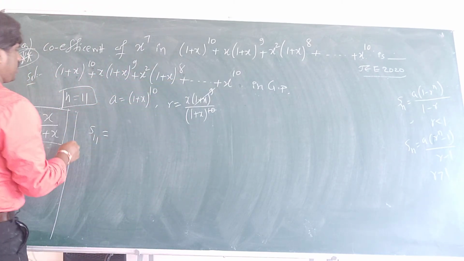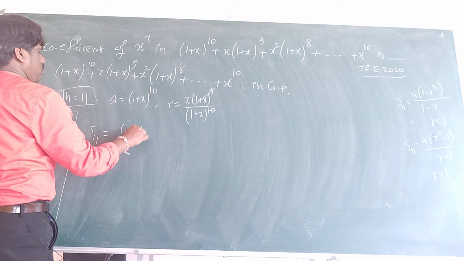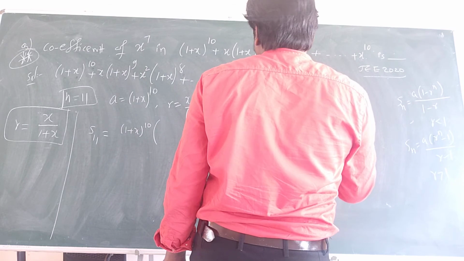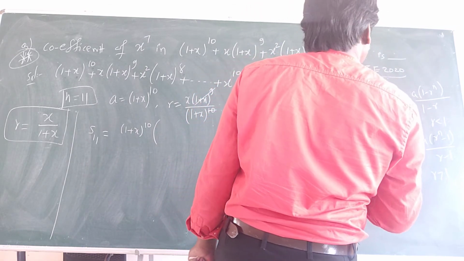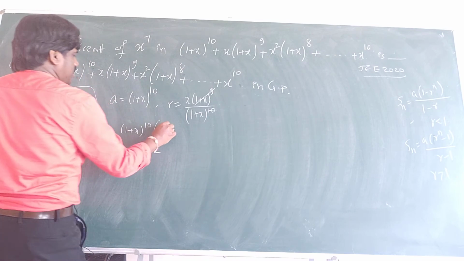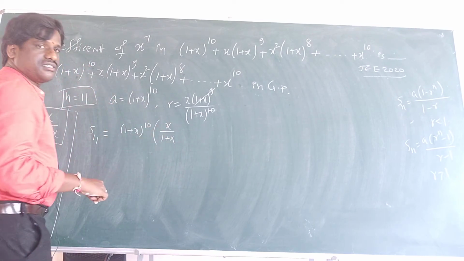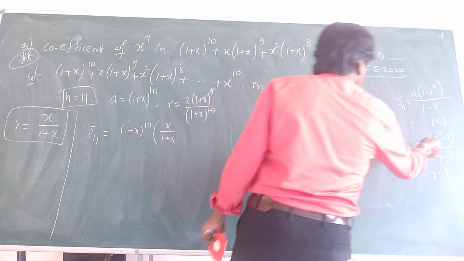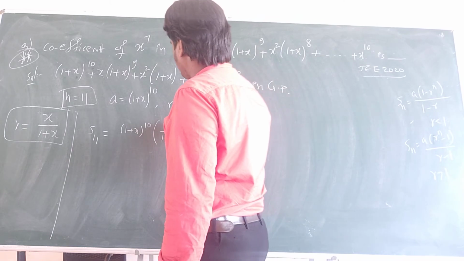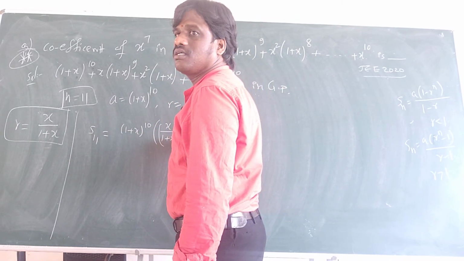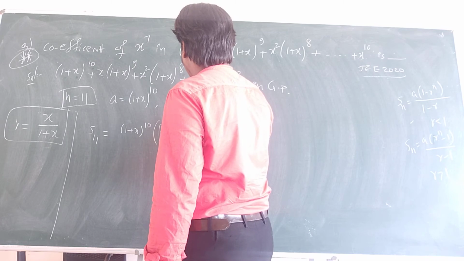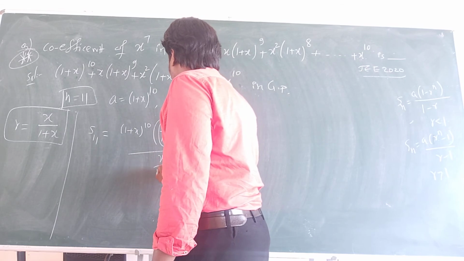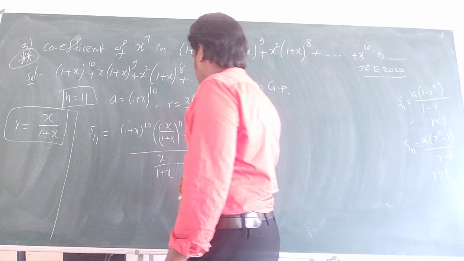S11. A is (1 plus x) whole power 10. Actually, I like somebody speaking when I am writing. The R value is what? x upon 1 plus x. Correct? When I am writing, you have to tell, then only it will look good. R power how much? R power 11, minus 1, divided by x upon 1 plus x minus 1. Is it clear?